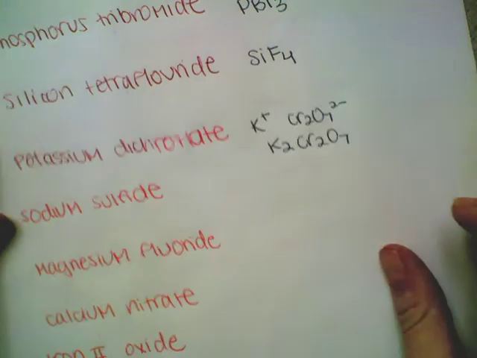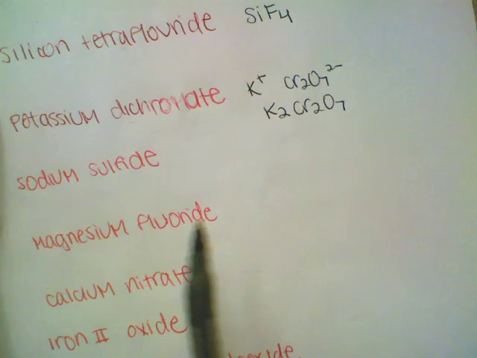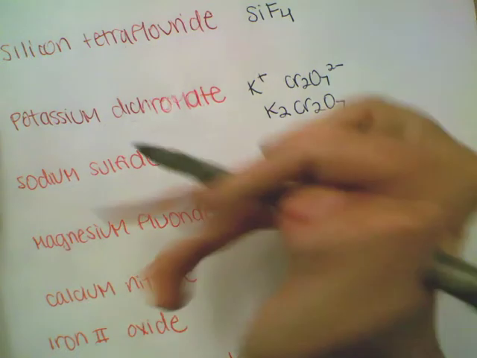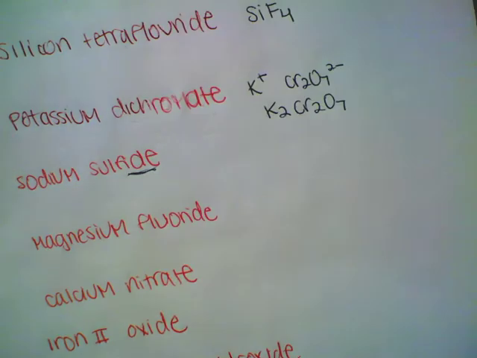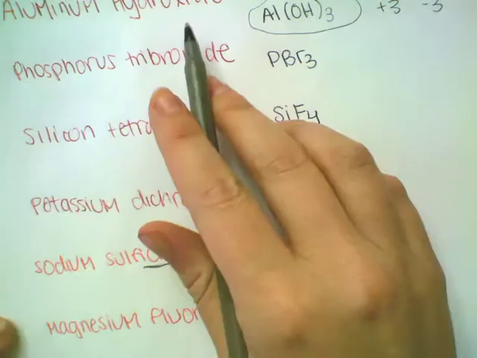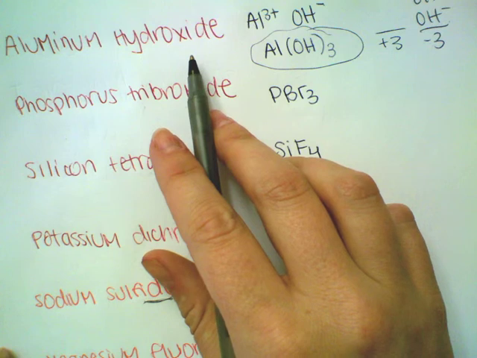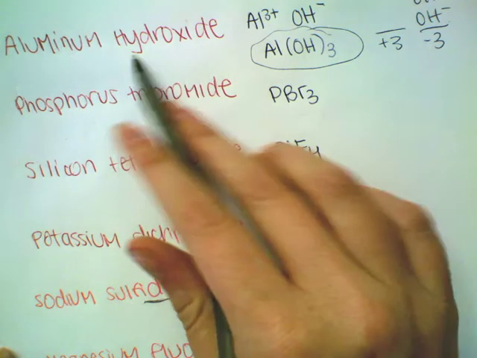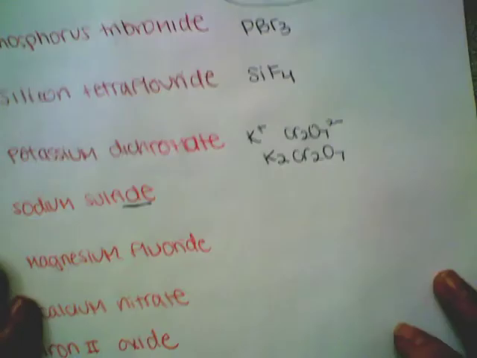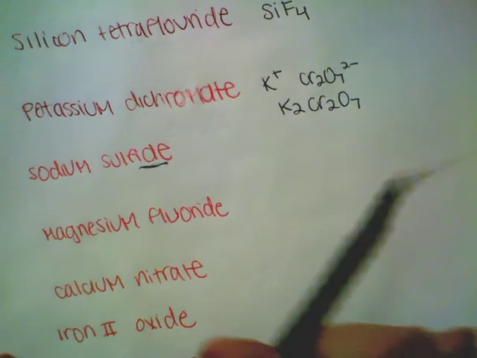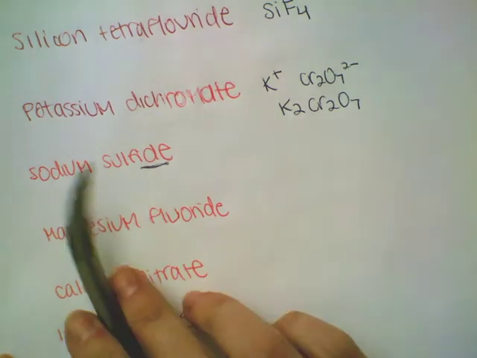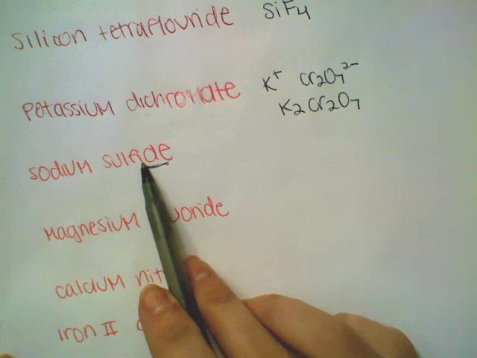Okay, next example, sodium sulfide. That -ide ending means I've got a binary compound. Remember the exception to that is hydroxide. Also, cyanide is a polyatomic ion, and you'd be able to figure that out because you wouldn't find this element on the periodic table. So I've got sodium sulfide, so sodium and sulfur.